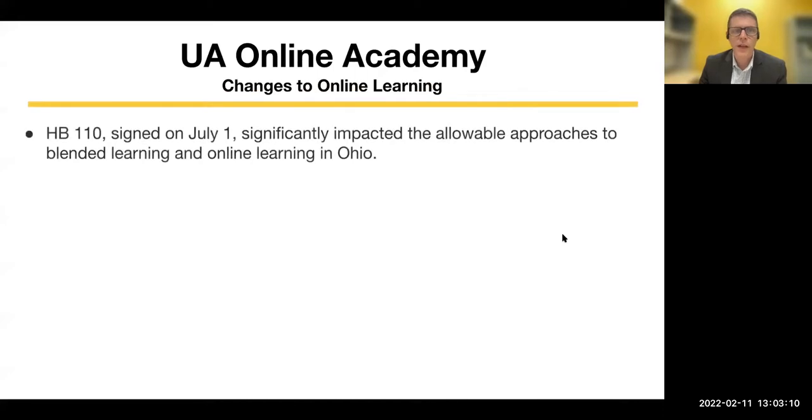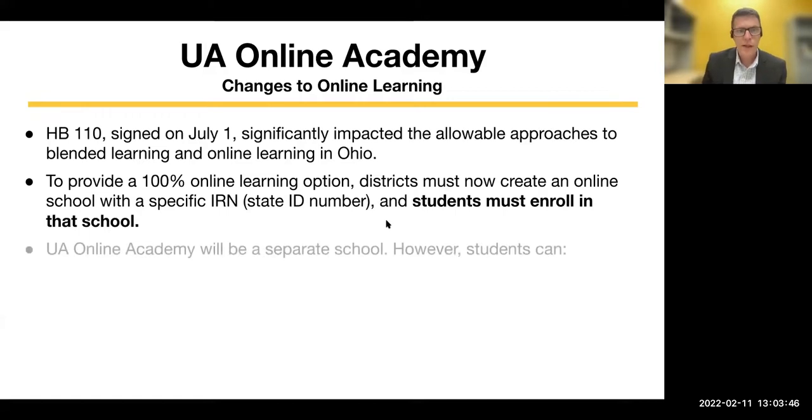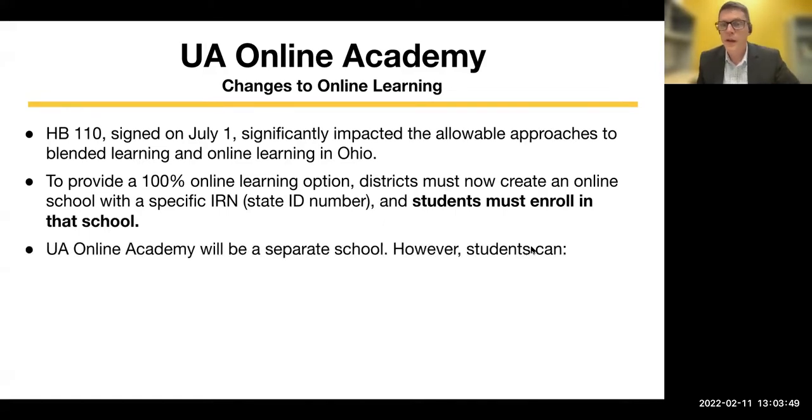So when we look at the Online Academy, last July, the state passed House Bill 110, and it had a significant impact on what's allowable in terms of blended and online learning in the state of Ohio. So to provide a 100% online learning option, which the Online Academy is, districts must now create an online school with a specific IRN. So that's an ID number that the state gives to buildings when you create buildings, and students must enroll in that school. So the Online Academy is its own building, and it's a separate school, and students who choose to join will be enrolled in that school.